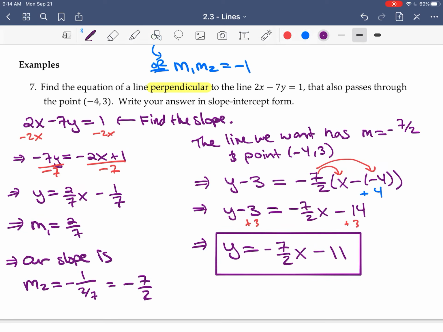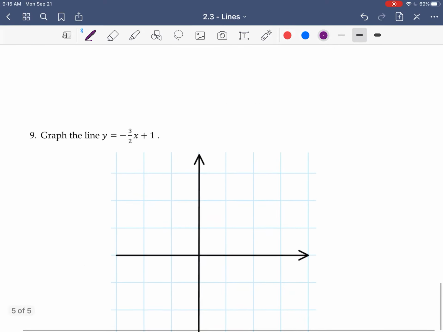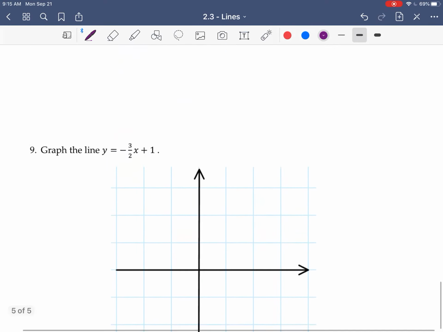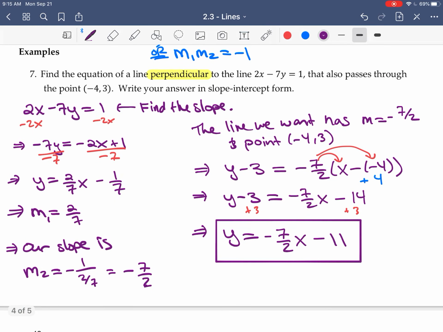So if you want to find a line perpendicular, you want to find the slope of the given line, and then flip and negate it. That gives you the slope of the perpendicular line, and then you just want to find the equation. There are 2 more examples on the next page. I'm going to leave those for you to do, and they will be filled in a subsequent video. So that's what you need to know about lines at this point.